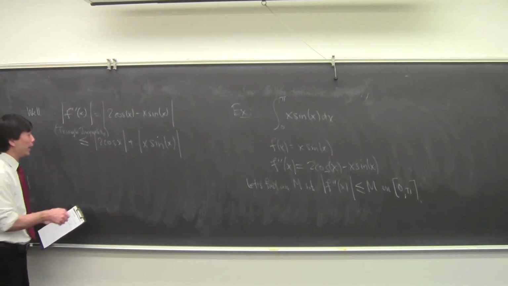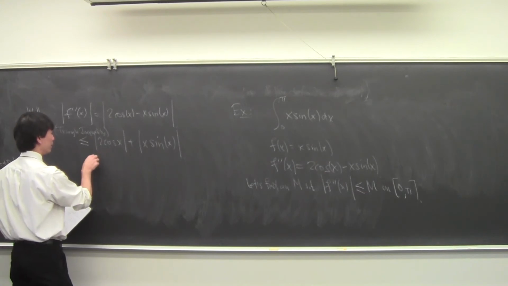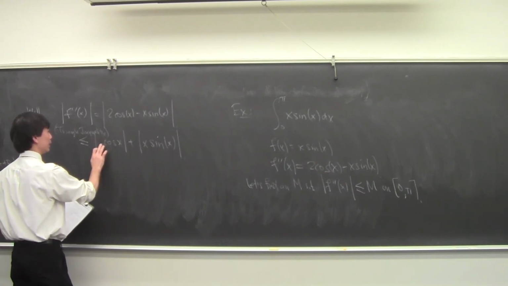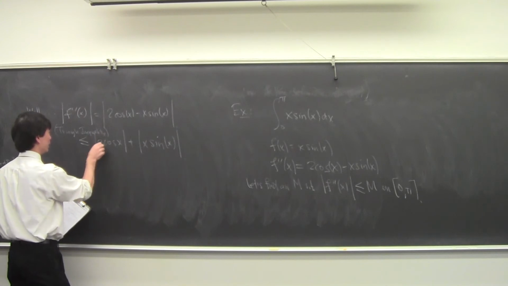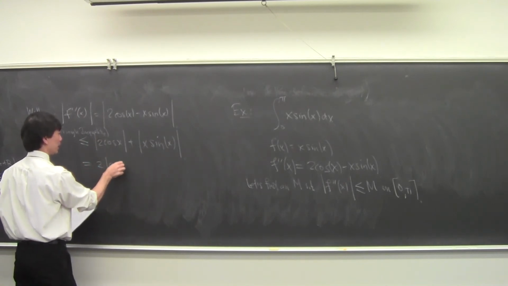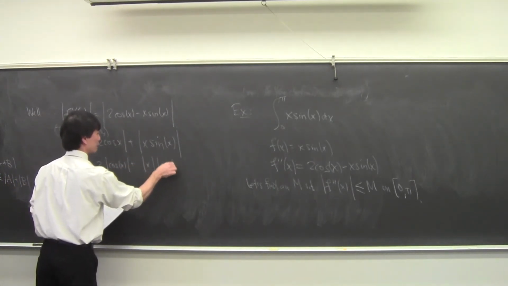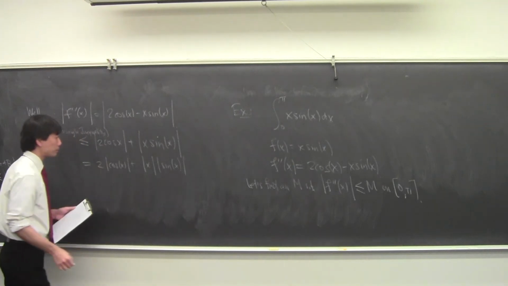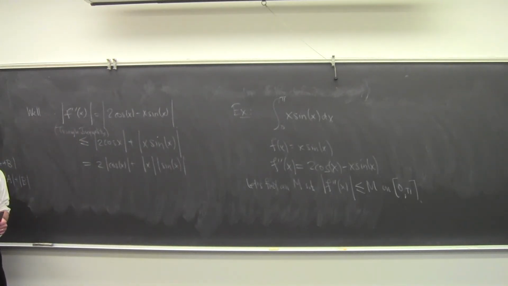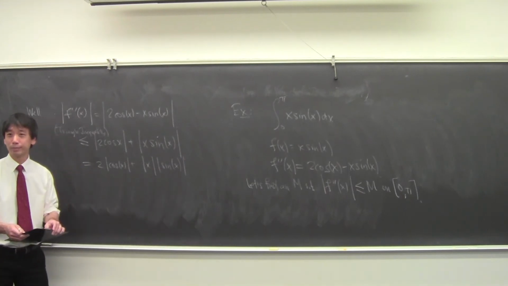And then I can pull the 2 out. So this is the same thing as 2 times the absolute value of cosine x plus the absolute value of x times the absolute value of sine x, because the absolute value of a product is the same as the product of the absolute values.